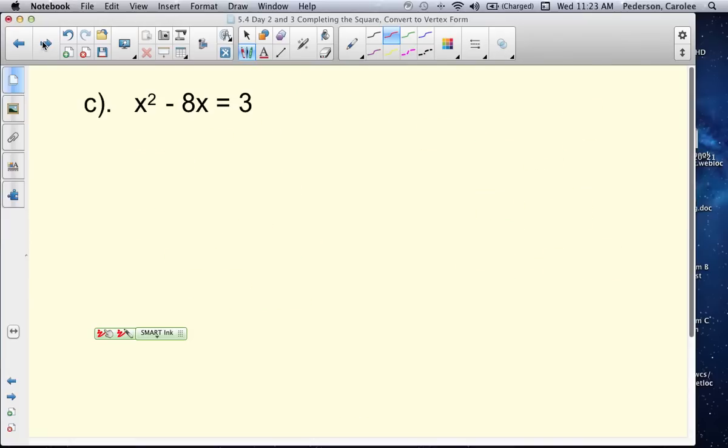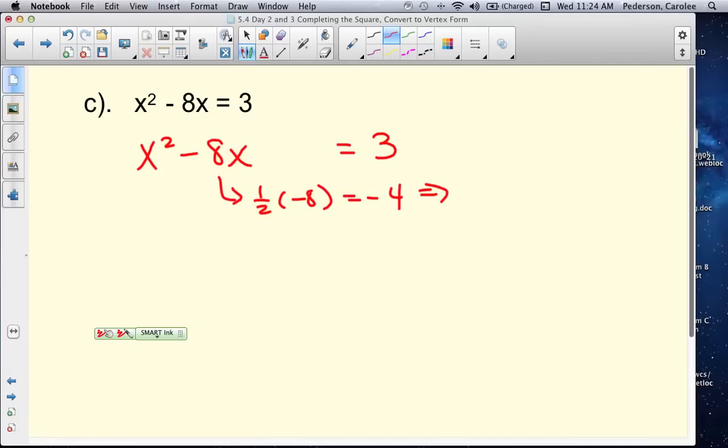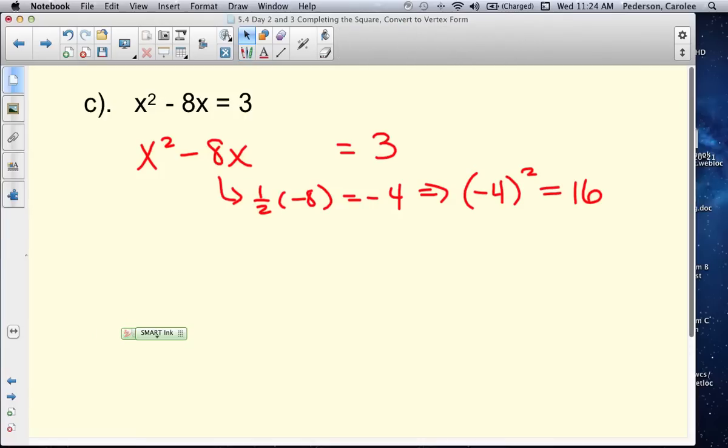Example 3. This one, we've already set up the right side where the 3 is on the right. You can choose if you want to write this example down. I'm going to leave myself some room, and then I'm going to take half of negative 8, which is negative 4. Then, do you remember what you do with that? You square it. Negative 4 times negative 4 is 16. That's what you're going to add to both sides.